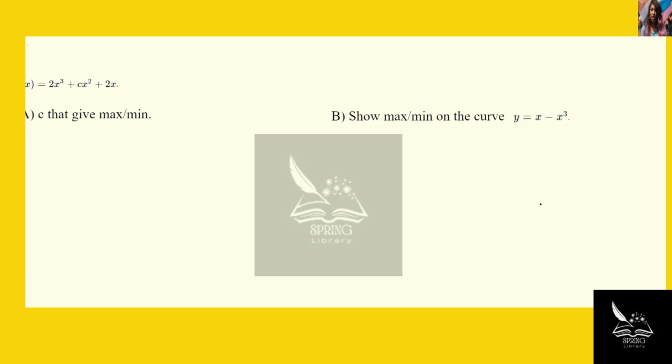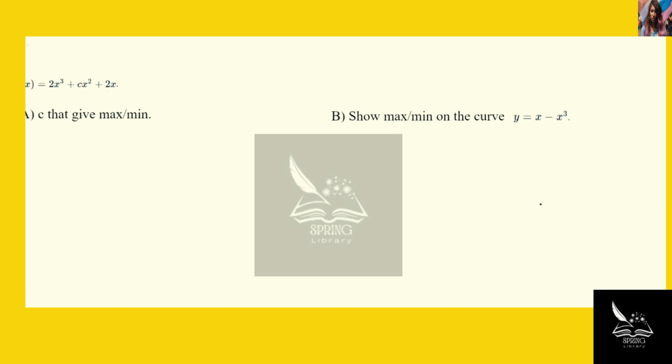We want to investigate the family of polynomials given by the equation f of x is equal to 2x cubed plus cx squared plus 2x. And we want to find for what values of c the curve has maximum and minimum points. And then we want to show that these minimum and maximum points lie on the curve y is equal to x minus x cubed.